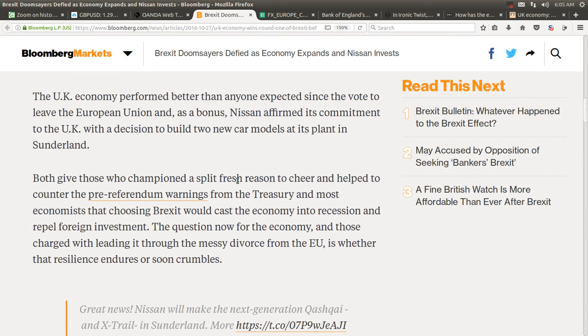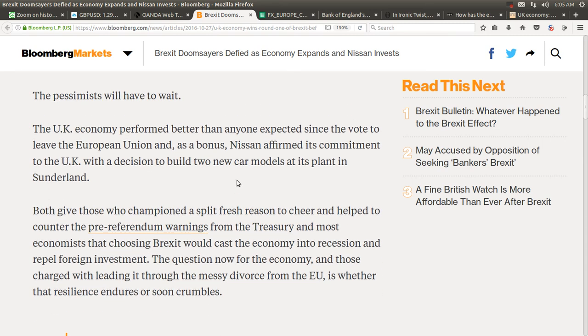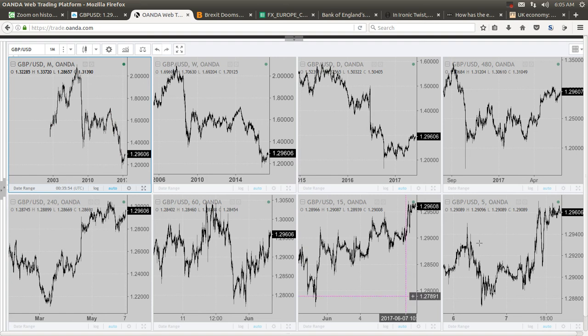Masayoshi Son of SoftBank had decided to acquire ARM Holdings, which is the Cambridge-based boutique chip maker, so that was also a vote of confidence in the UK. That was seen that way. And so basically what we're starting to see now as the market stabilizes following the shock of the flash crash, you're starting to also get news.